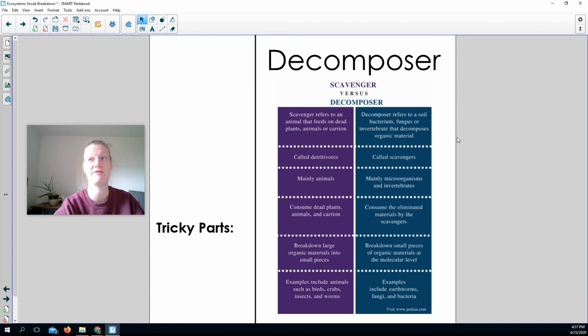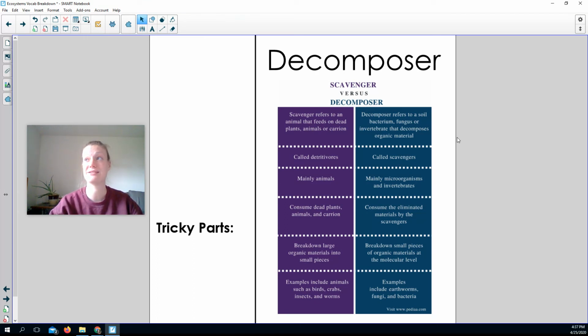Scavengers are animals that feed on dead plants and animals and other carrion. They've got a scientific name. They are mainly animals. That's one of the key differences. So if they look like animals, they're probably not decomposers. They consume dead plants, animals, and carrion, but they break down organic materials, aka dead stuff, into just smaller pieces. Some examples of scavengers are birds, crabs, insects, worms. We talked about turkey vultures as well.